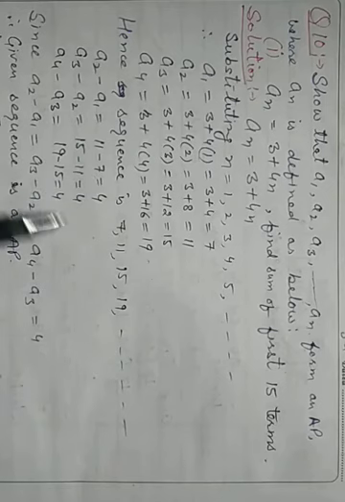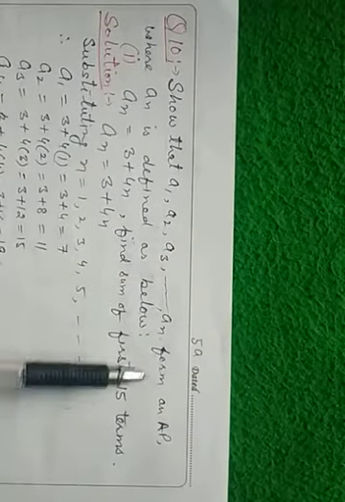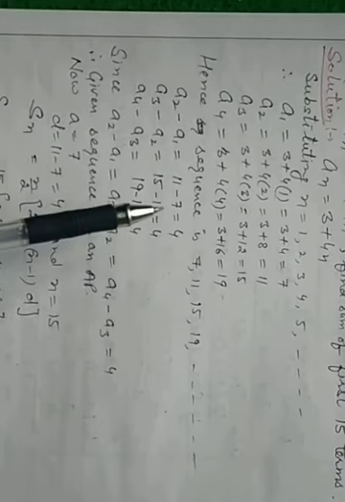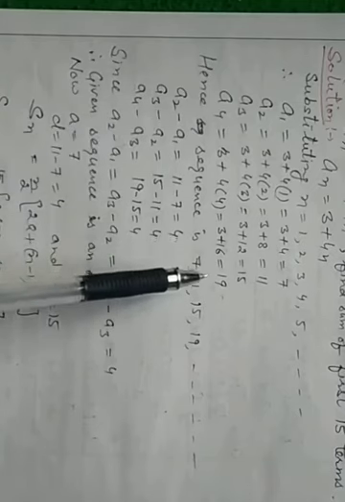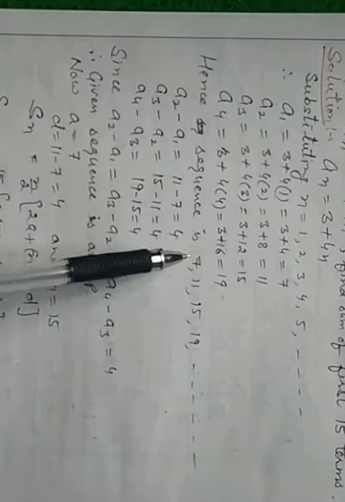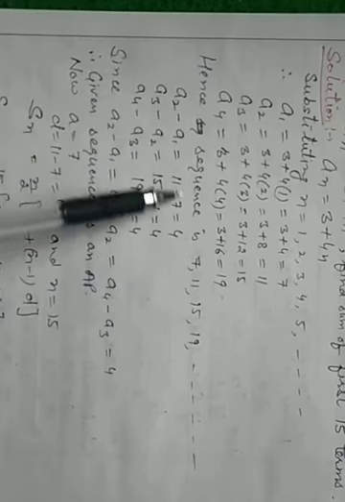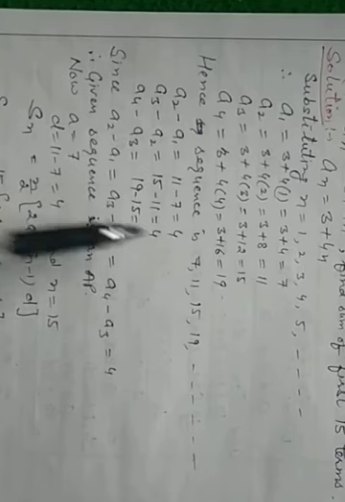Now, whether it is an AP or not, you have to show that. How do we show that it is an AP or not? We have to find the common difference. If the common difference is the same, then it is an AP. Second minus first: A2 minus A1 means 11 minus 7 is equal to 4.